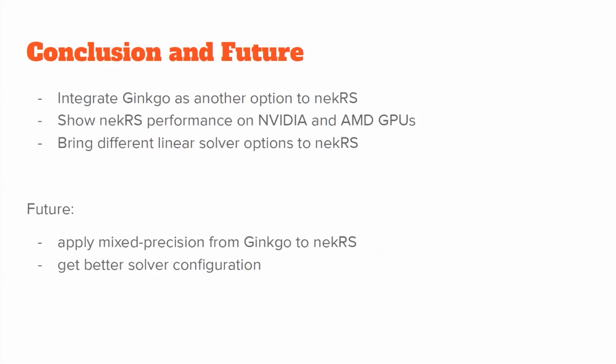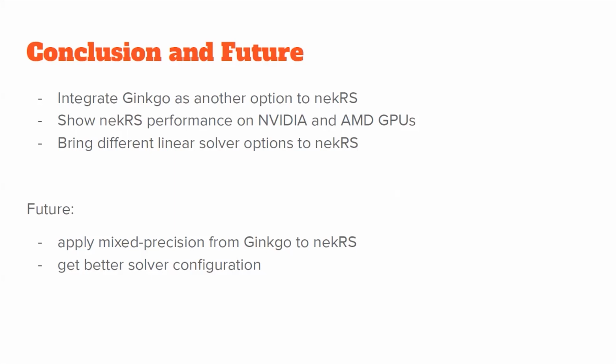And then, yeah, we come to the conclusion. We showed that we integrated Ginkgo as another option in NekRS. So you can try not just OCCA, you can also try Ginkgo with different solver settings inside NekRS. And we show the performance. It's more focused on NVIDIA GPUs, showing that if you use conjugate gradient as an option, you can get maybe a 10% speedup here. Unfortunately, we only show some toy runs on AMD GPUs. And definitely, we bring many different linear solver options to NekRS now.